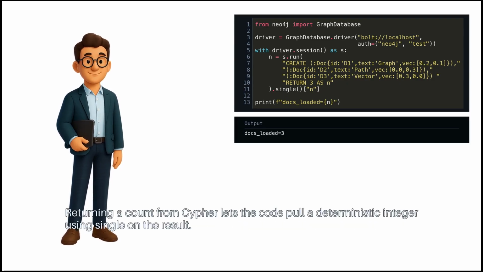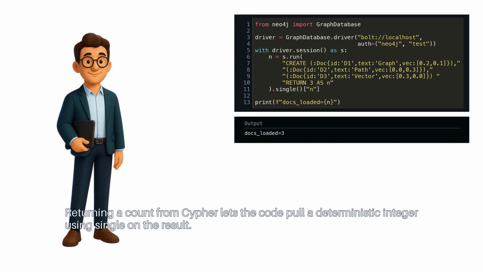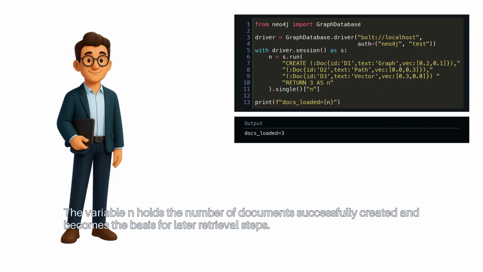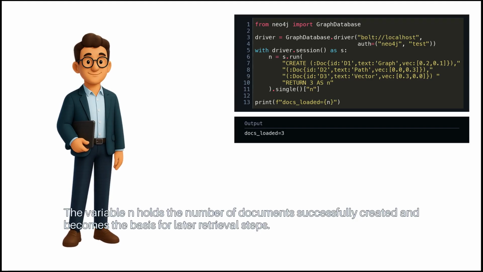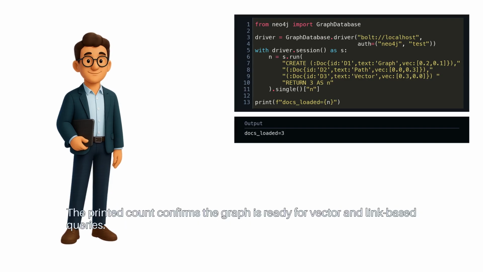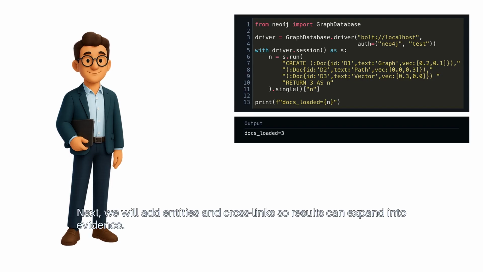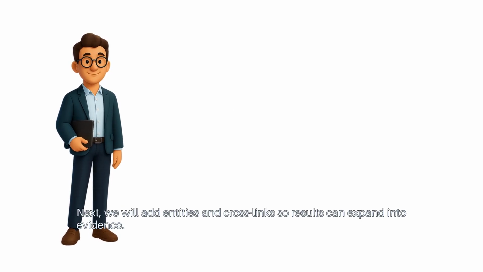Returning a count from Cypher lets the code pull a deterministic integer using single on the result. The variable n holds the number of documents successfully created and becomes the basis for later retrieval steps. The printed count confirms the graph is ready for vector and link-based queries. Next, we will add entities and crosslinks so results can expand into evidence.